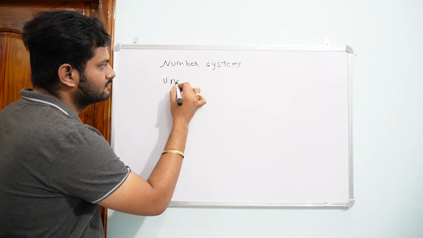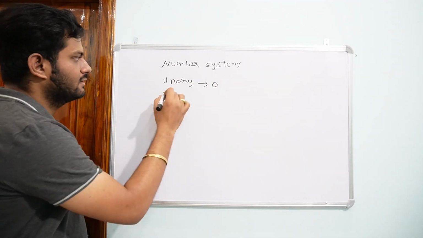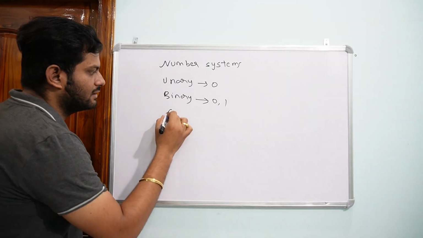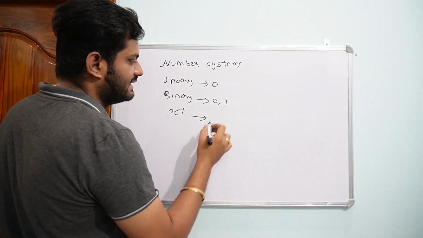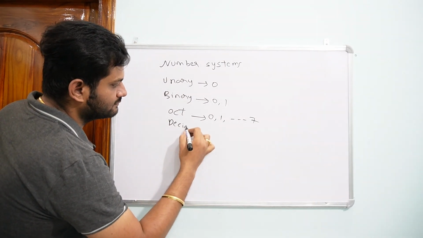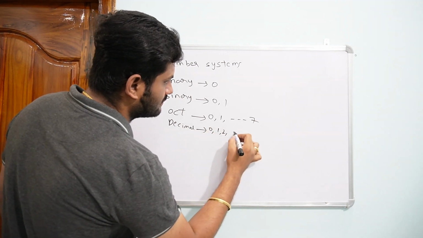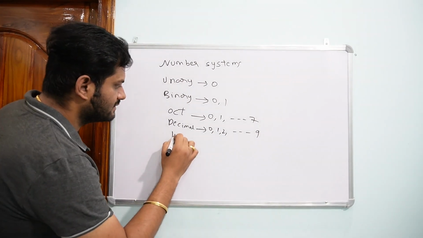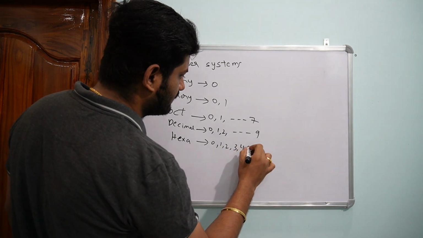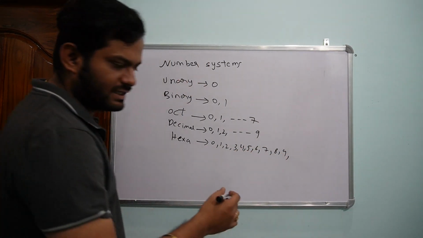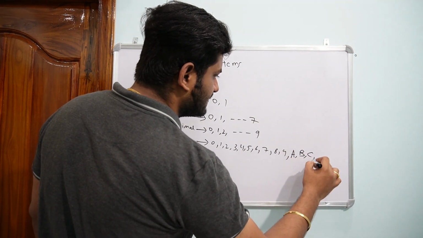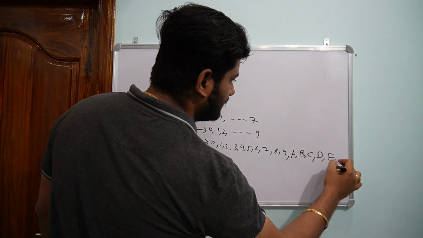you have unary, which has a single digit 0, binary, which has 2 digits 0, 1, octal, which has 8 digits from 0 to 7, decimal, which is 0 to 9, and hexa, which is 0, 1, 2, 3, 4, 5, 6, 7, 8, 9, and for 10 it is represented by the alphabet A, for 11 it's B, for 12 C, 13 it's D, 14 E, and 15 is F.